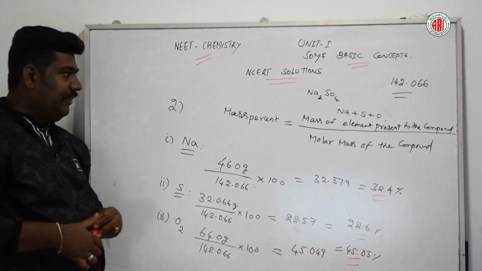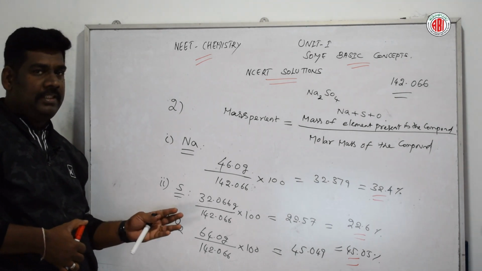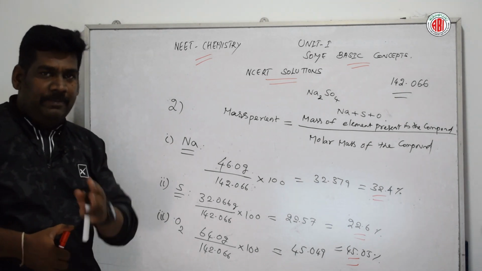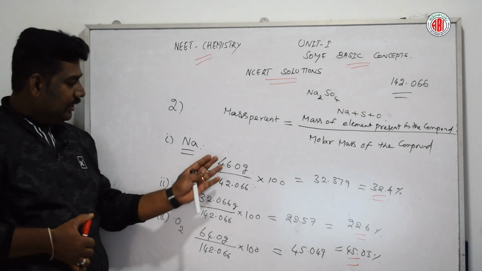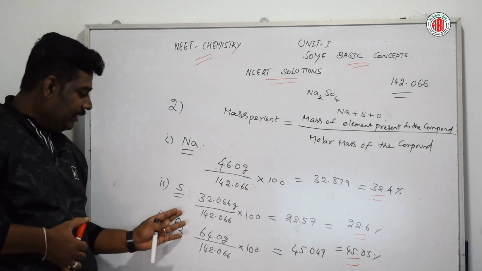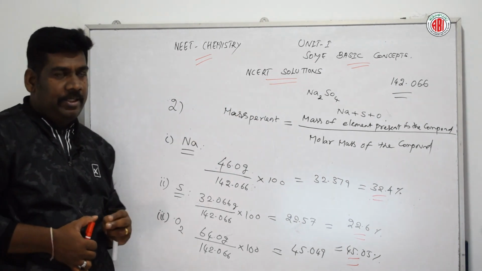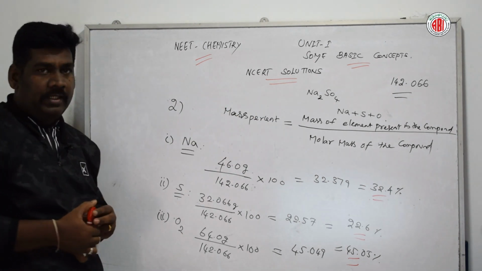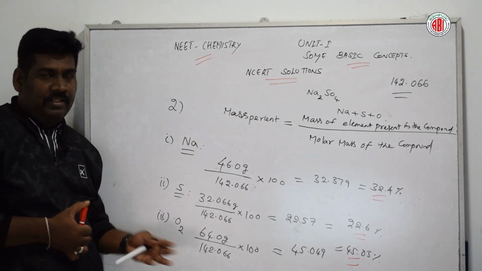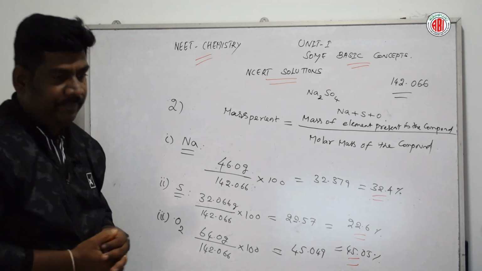So in this way we can find the mass percentage of each individual element, sodium, sulfur and oxygen, present in the compound Na2SO4. Okay. So in this way we can solve it. Let us go for the next question.